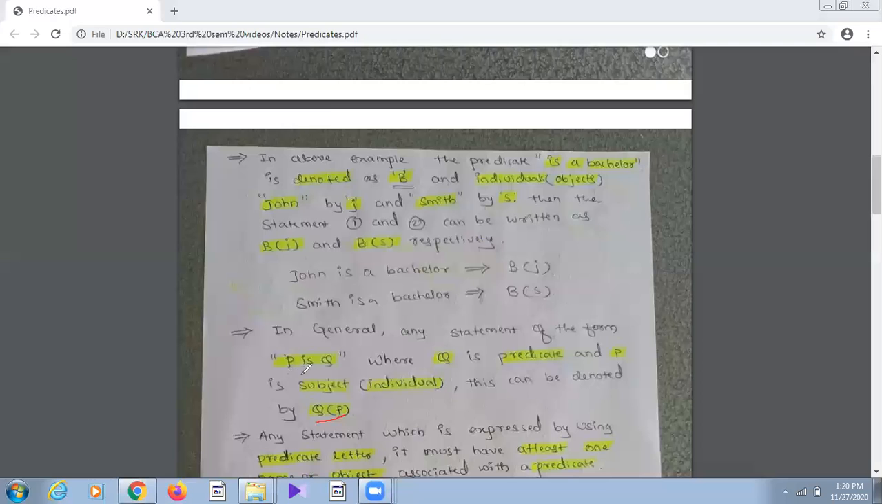So the general form of this predicate in a sentence is "P is Q", and the symbolic form will be Q of P. Q means a predicate. P means an individual or object name. Okay, so this is the second point.